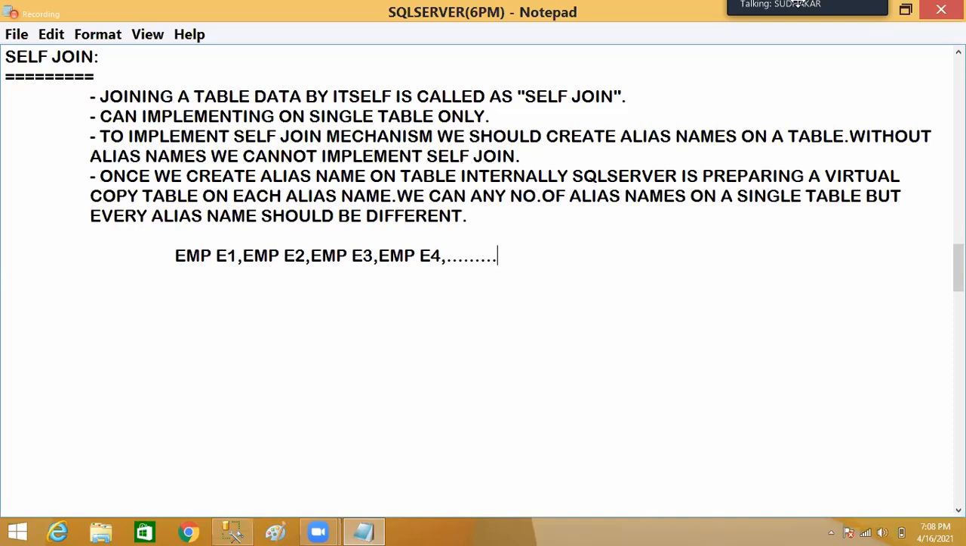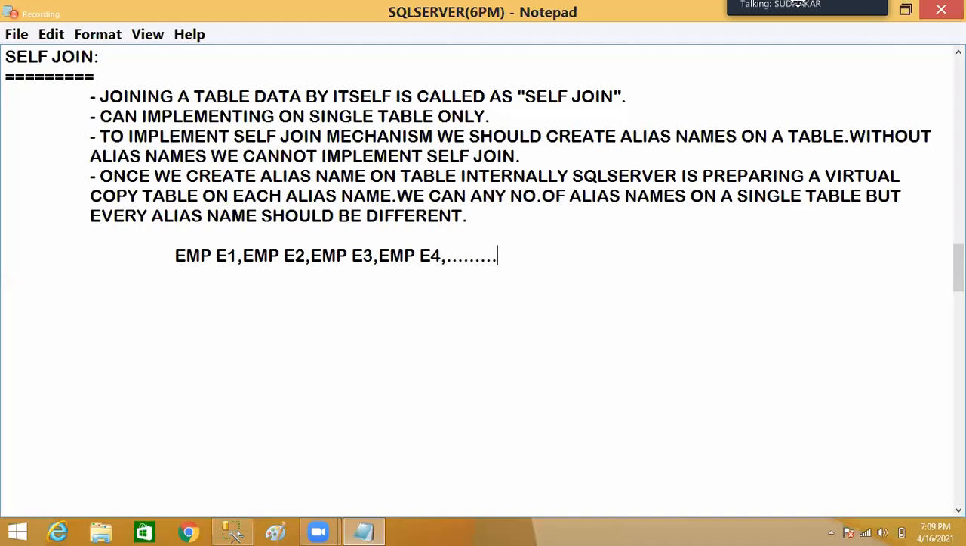But on that same emp table, how many alias names did I create, guys? Come on, how many aliases are created on this emp table? Yes, 4 aliases we created.